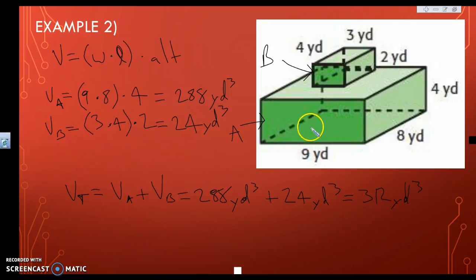So once again, to find the volume of a composite figure, you identify the two shapes, which in this case are both rectangular prisms. You find the volume for each figure using the appropriate formula, and then you add them together to arrive at your solution. So go and write this down, and once you are finished writing this down, you may move on to the next video.